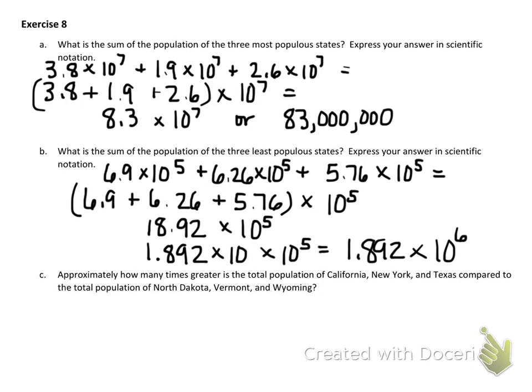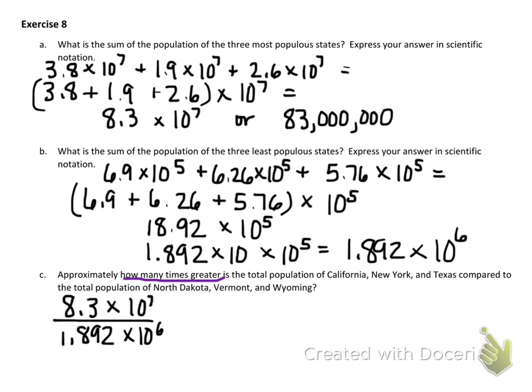Okay, so now I'm being asked something else in part C. I'm being asked how many times greater is the total population of California, New York, and Texas compared to the total population of North Dakota, Vermont, and Wyoming. So remember, how much greater would be a subtraction problem. How many times greater is a division problem. So I would set it up like this.